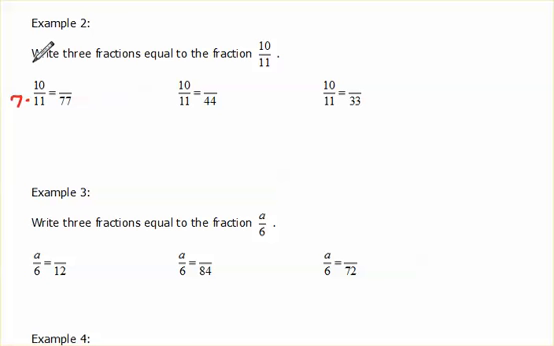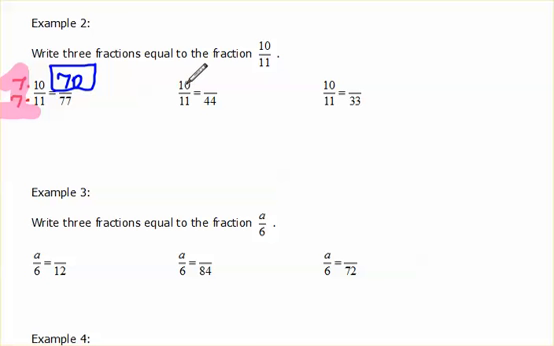Well, there is a rule in fractions that says you can multiply anything you want to a fraction as long as you do the same thing to the numerator as you do to the denominator. That way, you're technically only multiplying by 1. So if we multiply the denominator by 7 to get 77, we have to multiply the numerator by 7 also to get 70. So our answer would be 70 over 77.